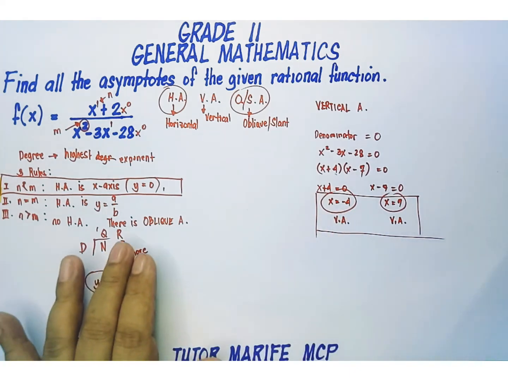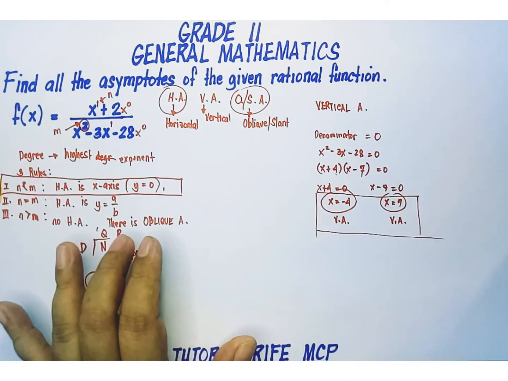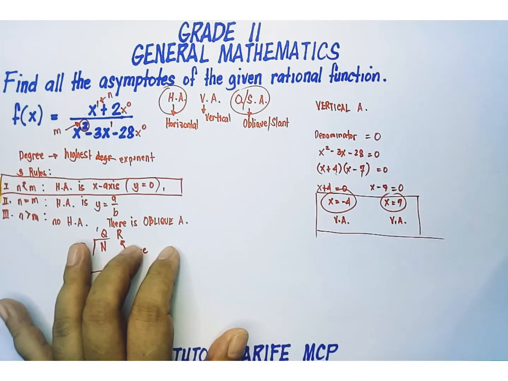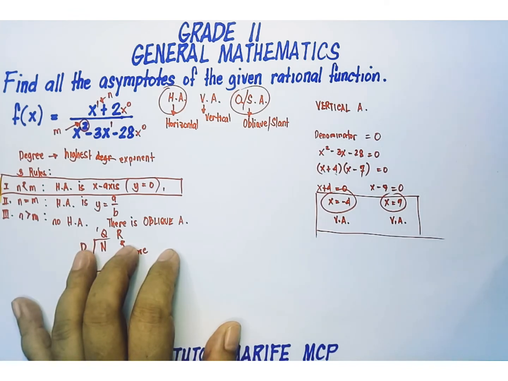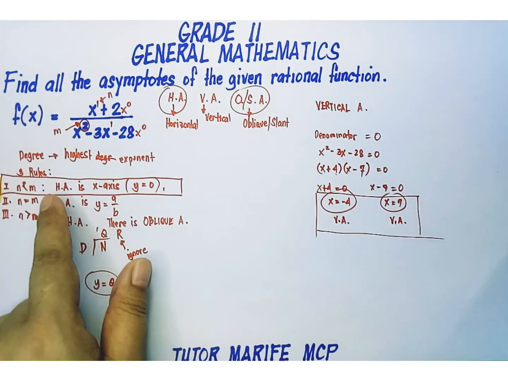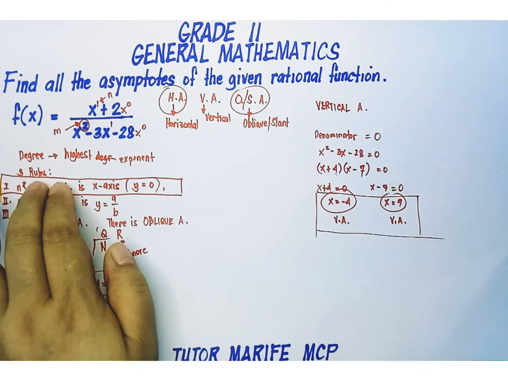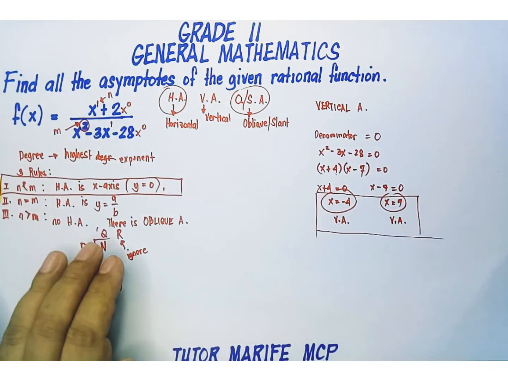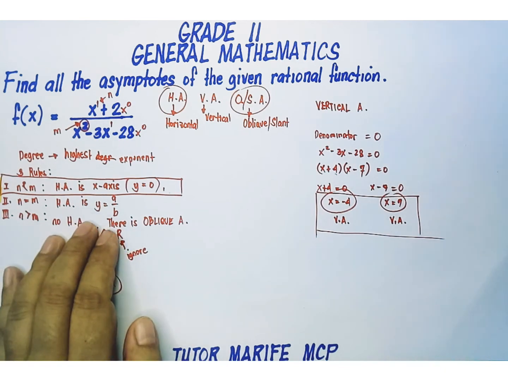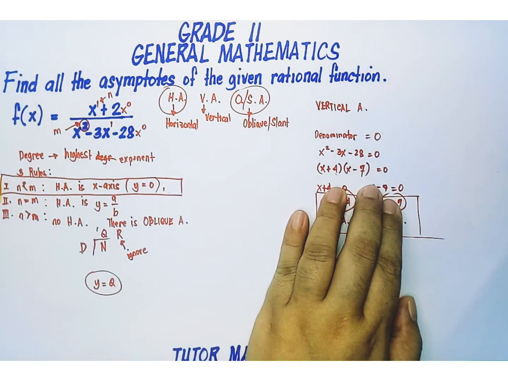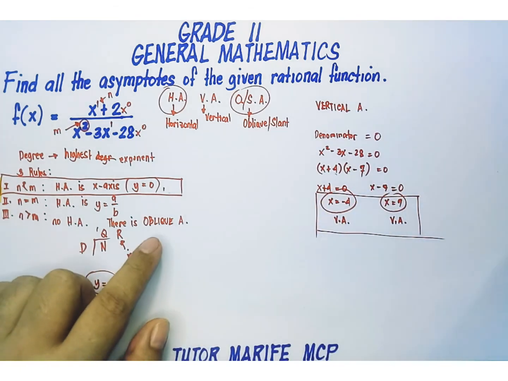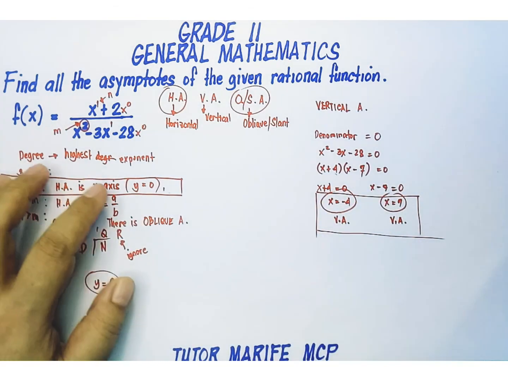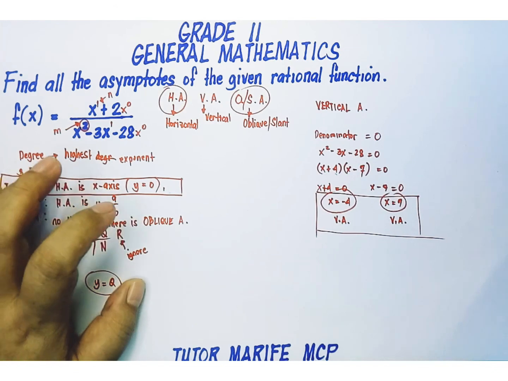We don't have an oblique or slant asymptote. Okay? Remember that a rational function can both have a horizontal and vertical asymptotes. Or, pwede ring magkaroon siya ng oblique and vertical asymptotes at the same time. But never both oblique and horizontal asymptotes at the same time.